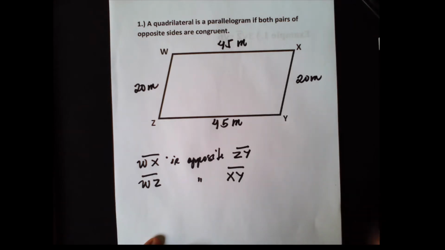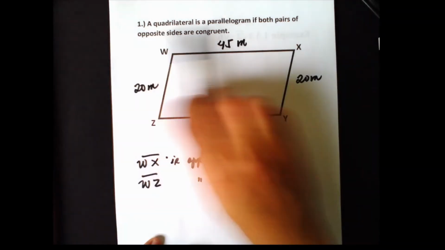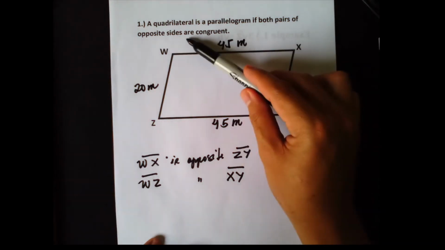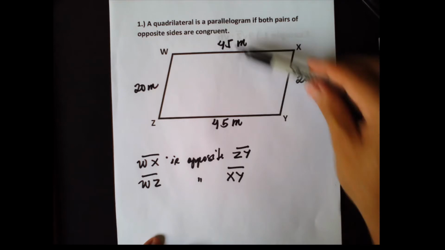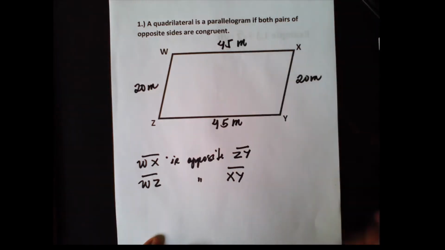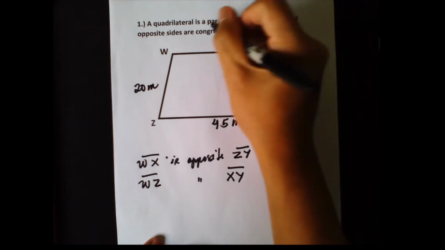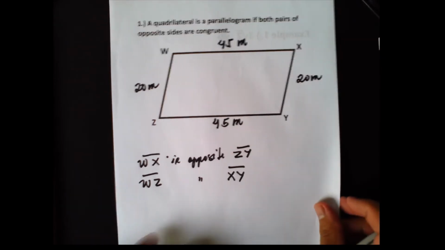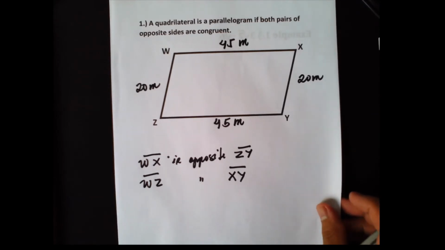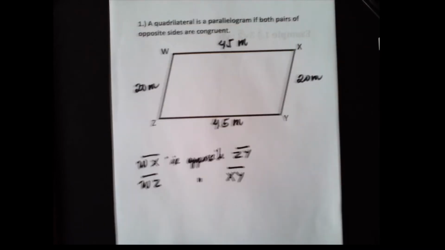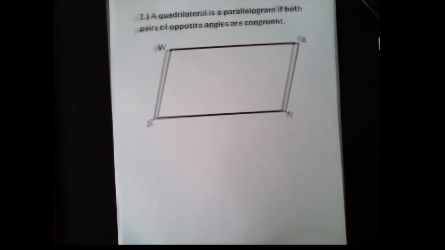So a quadrilateral is a parallelogram if both pairs of opposite sides are congruent. If those opposite sides are congruent, therefore that is a parallelogram. So that is the first condition. May we have the second condition or property of a parallelogram.